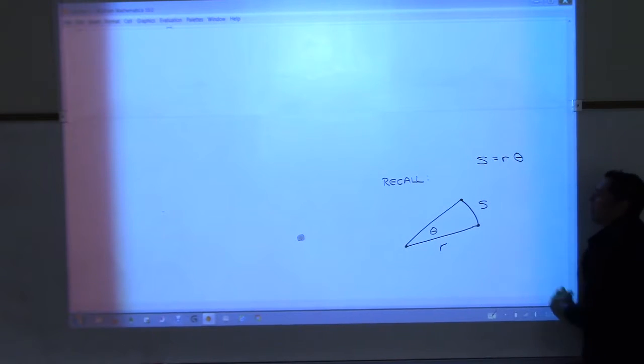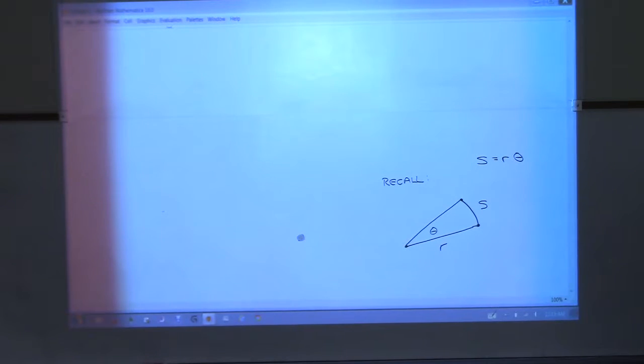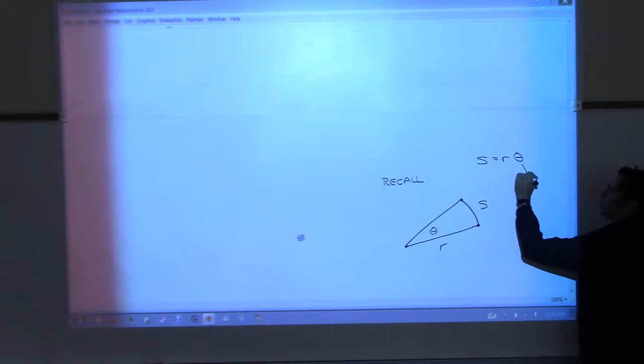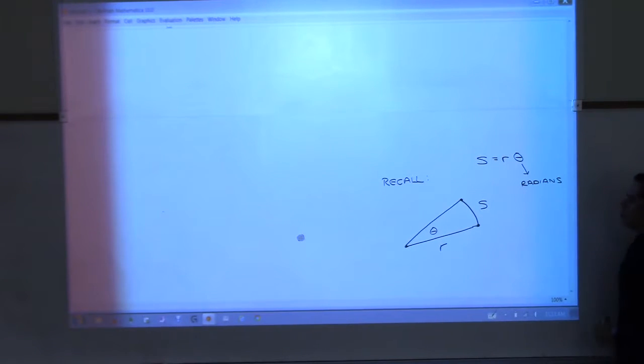Now there is one thing about this formula that you have to be careful with. Theta always has to be in radians. And that is a formula from pre-cal. S is R theta. It's usually in the very beginning of pre-cal that we show that formula.